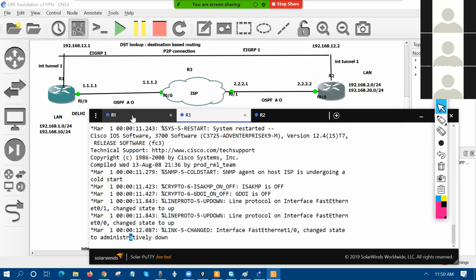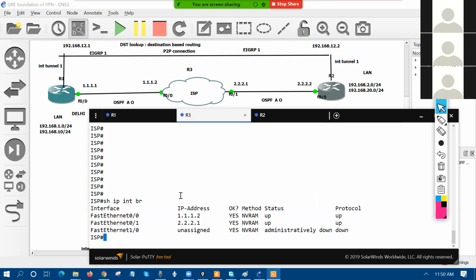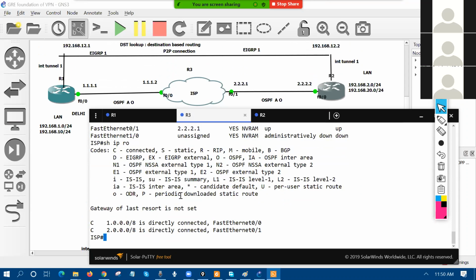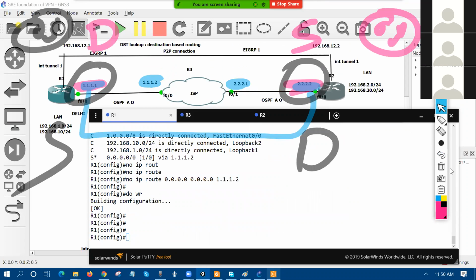On an ISP, if you see the configuration, show IP interface brief, I just have basic IP addressing. If you take the routing table, I just have a directly connected route. On Router 1, what I can do is provide the reachability between this guy and this guy, right?